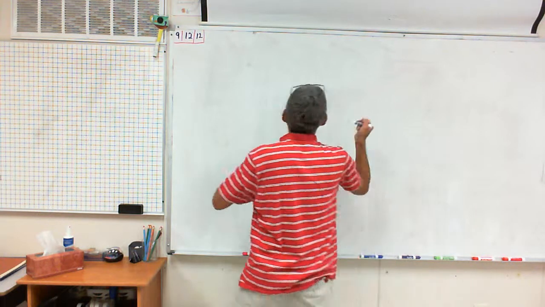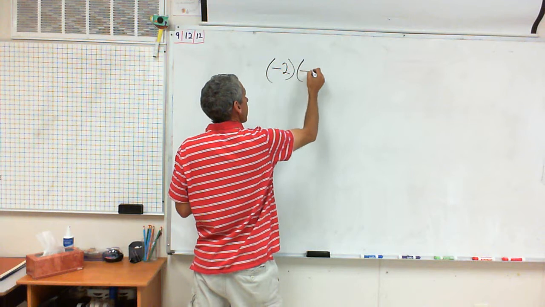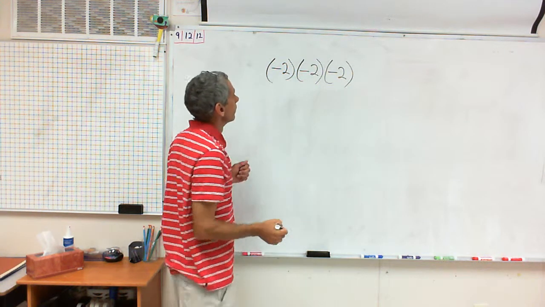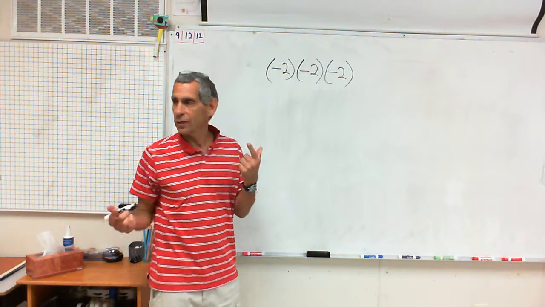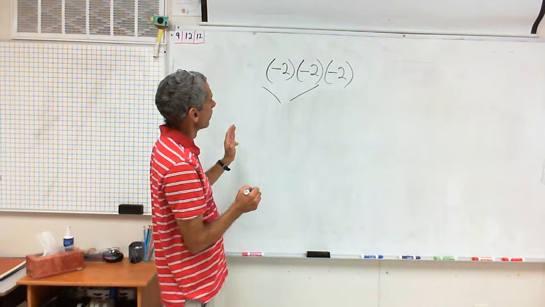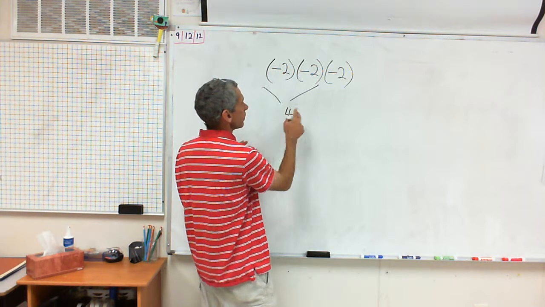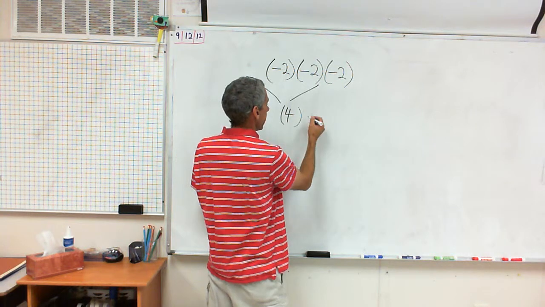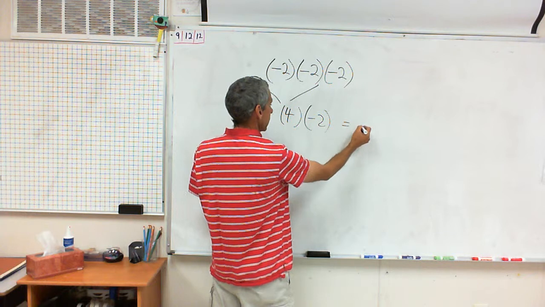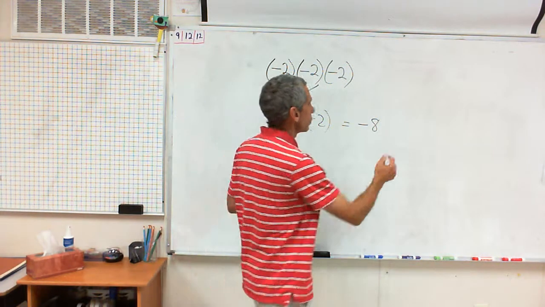So, let's say you had this. -2 times -2 times -2. You can first start it this way. You can say, well, -2 times -2 is what? It's 4, right? Positive 4, because the signs are the same. It's going to be positive. Times the -2. The signs are now different, right? So it's going to be -8, right? Now, we'll do another one like that.